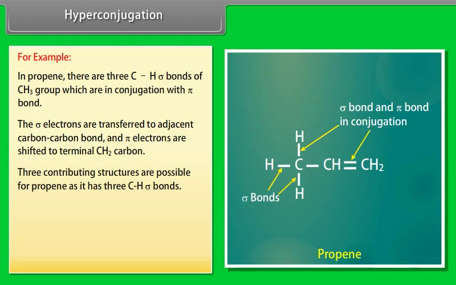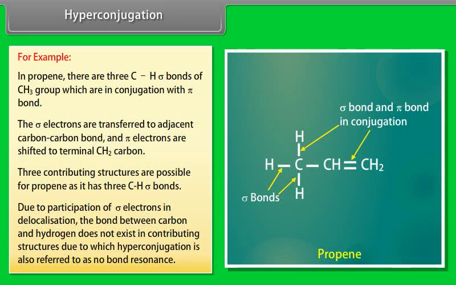Three contributing structures are possible for propene as it has three C-H sigma bonds. Due to participation of sigma electrons in delocalization, the bond between carbon and hydrogen does not exist in the contributing structures, due to which hyperconjugation is also referred to as no bond resonance.